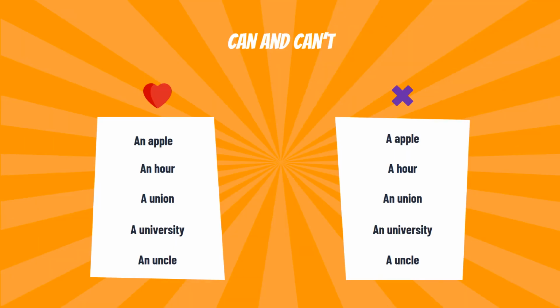Okay? Let's look at some of the can and can'ts. You can say an apple, but you can't say a apple. It doesn't make sense. You can say an hour, but you can't say a hour. You can say a union, but you can't say an union. It can't be. It's just odd in English, okay? You can say a university, but you can't say an university. You can say an uncle, but you can't say a uncle. Okay? Pay attention, please.